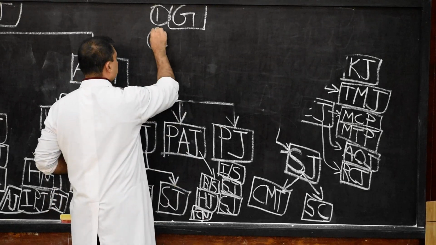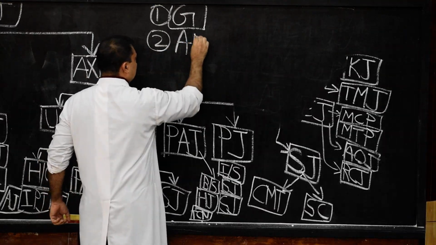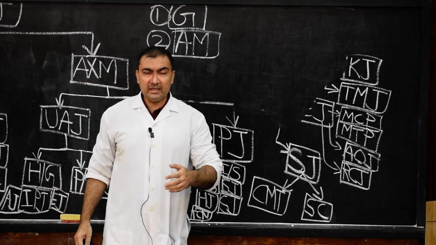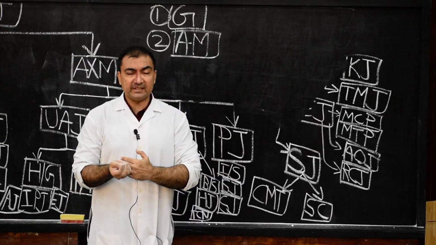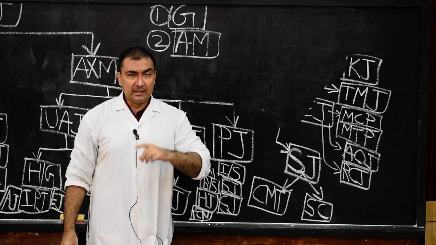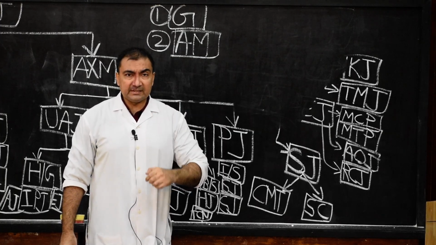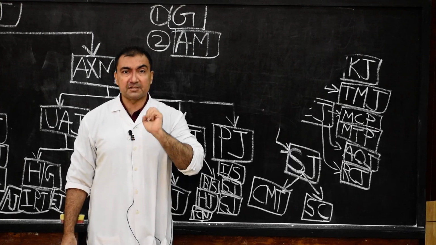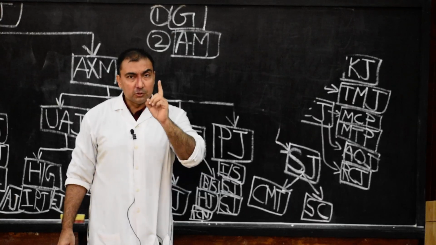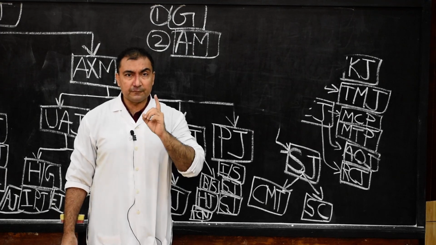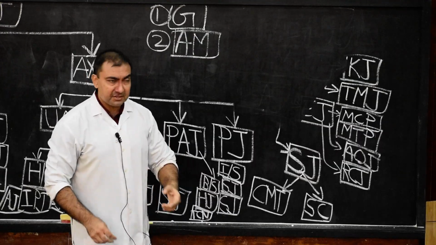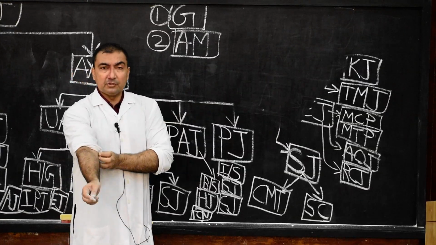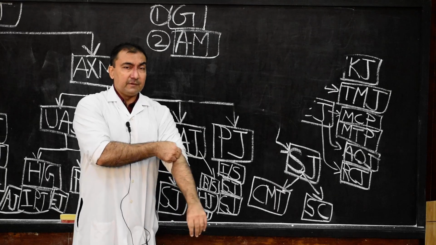Second, very important, angular movements. And what are angular movements? These angular movements will be around 2 different axes, transverse axis and anterior-posterior axis. Angular movements around transverse axis will be flexion and extension, and around anterior-posterior axis will be abduction and adduction. So therefore, those joints which have the presence of these movements, flexion, extension, abduction, adduction, they come under the category of angular movements.